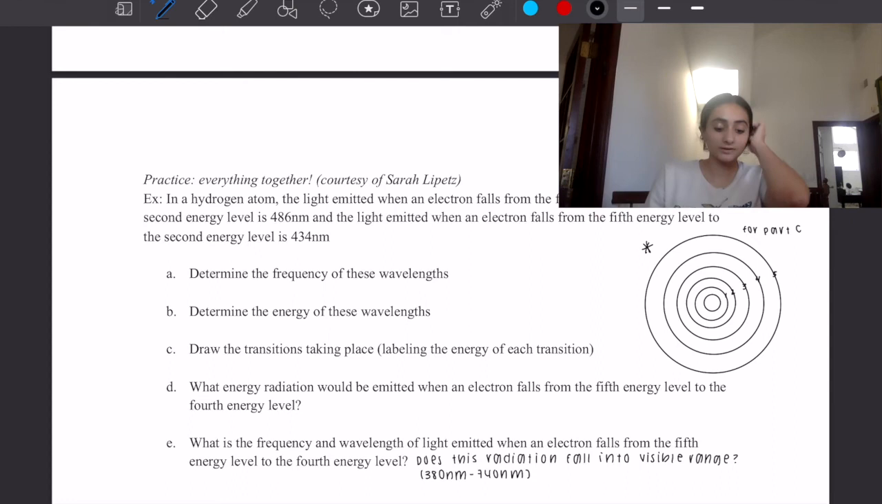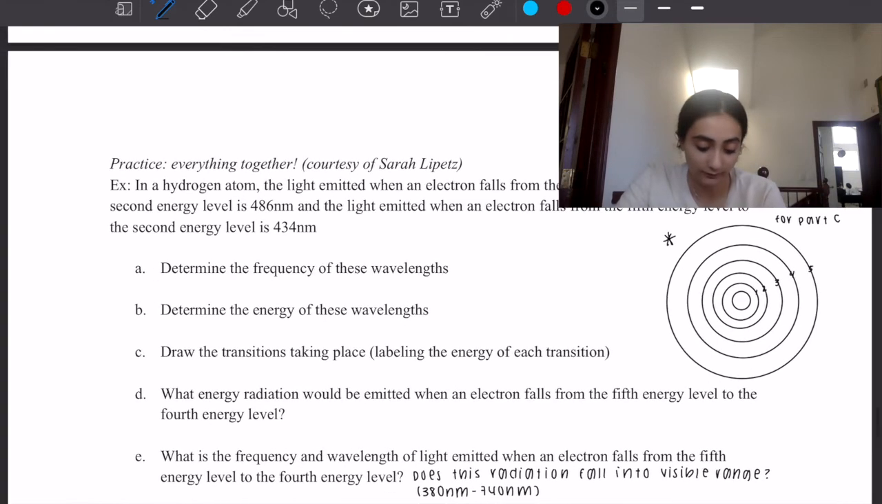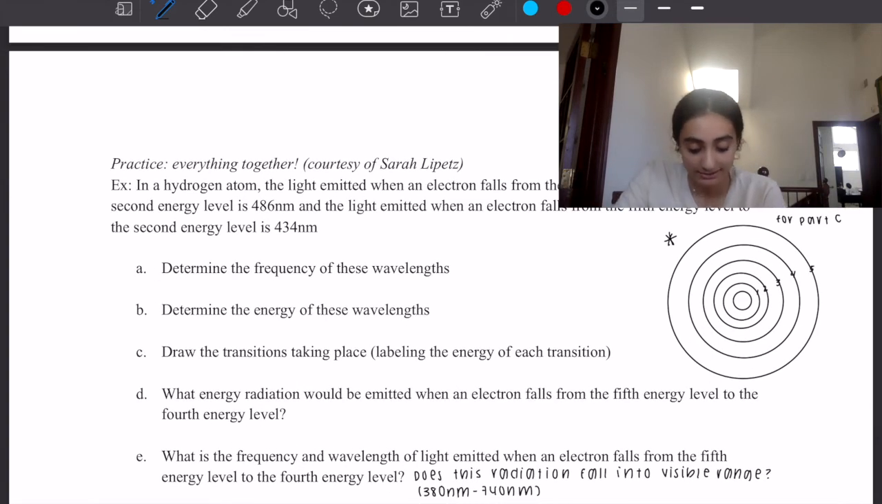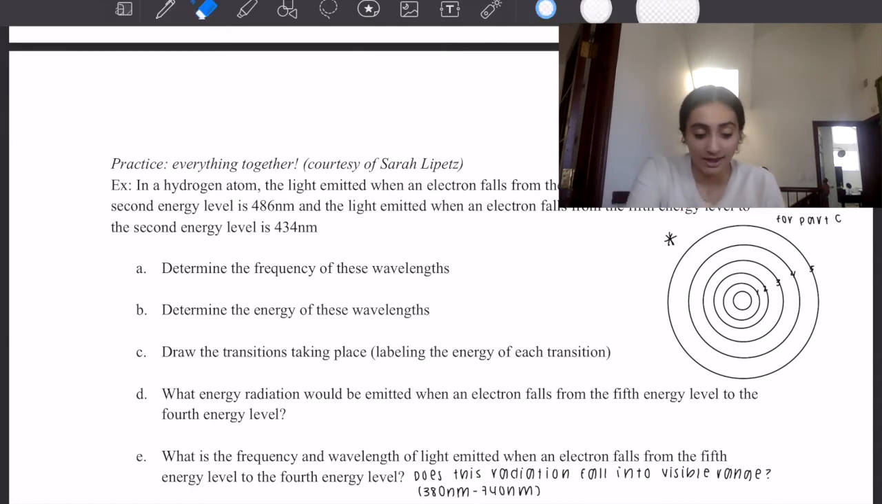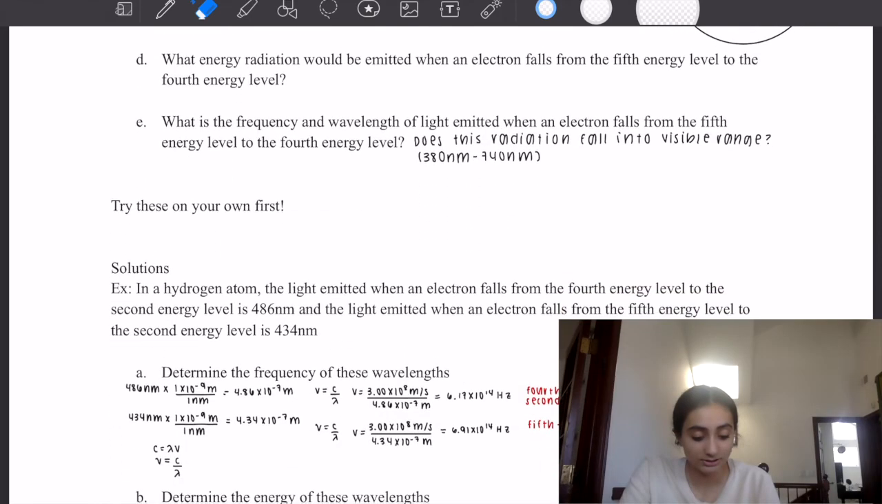Okay, so the final part of this problem is to figure out what is the frequency and wavelength of the light emitted when an electron falls from the fifth energy level to the fourth energy level, and does the radiation fall into the visible range, between 380 nanometers and 740 nanometers. And as you can see, that is in nanometers. So give this a shot on your own, pause the video, and when you're ready, we're going to go over the solutions. Okay, so here are the solutions.